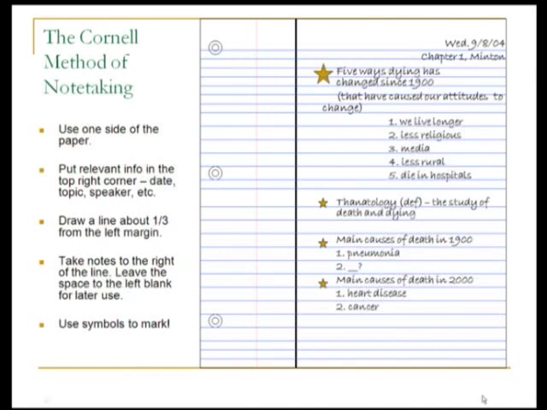I've also given my students the definition for thanatology. The main causes of death in 1900. Number 1 was pneumonia. Number 2, somebody coughed and I didn't hear it. But you don't want to stop. You just want to keep going with your writing. Draw a line, put a question mark.